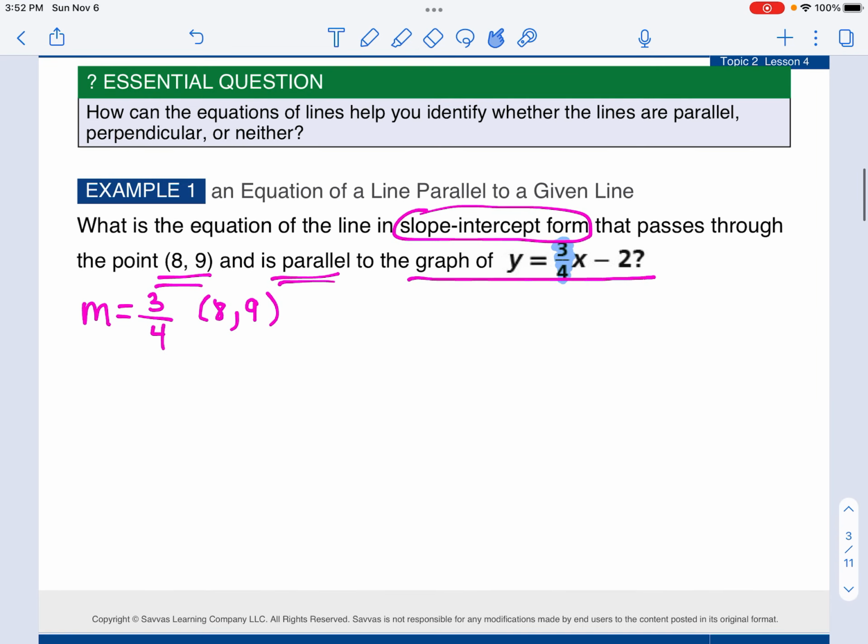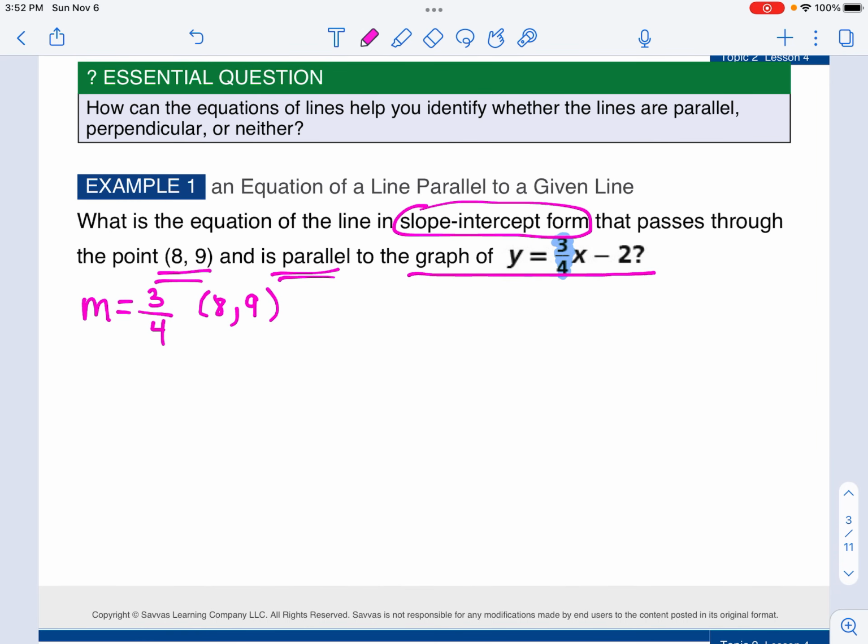Now we just can't jump into slope-intercept form because we don't know what the y-intercept is. So we start with point-slope form. y minus y1 is going to equal m times x minus x1. Substituting, y minus 9 is going to equal your slope of 3/4, x minus 8.